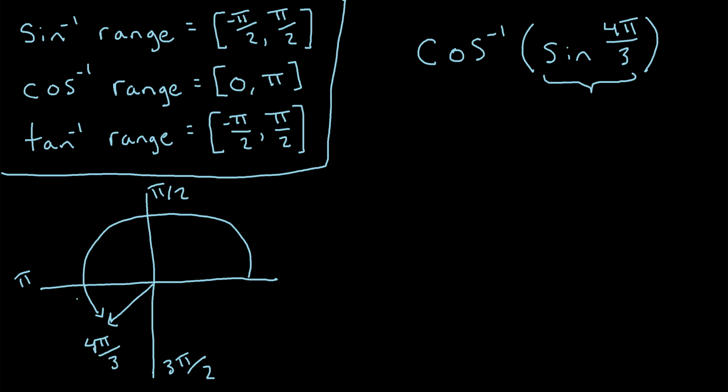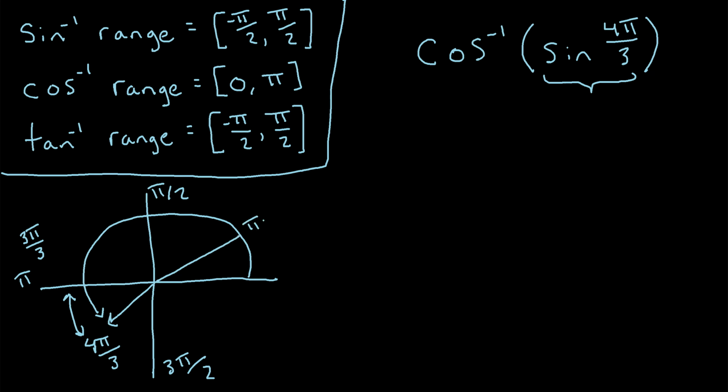It helps if we can find our reference angle. So remember, that's the distance from this angle to the x-axis. So what is this distance? Well, if we imagine that pi can be rewritten as 3 pi over 3, because that's still equal to pi, what's the difference between 4 pi over 3 and 3 pi over 3? Well, that would just be pi over 3. So our reference angle is going to be pi over 3.